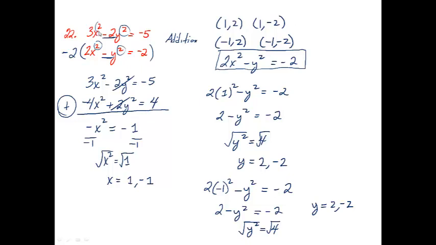Notice the square on the x means the x is going to have 2 answers. The square on the y means y is going to have 2 answers. So there's a total of 4 answers.